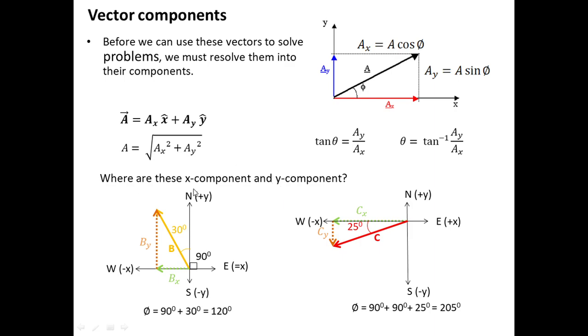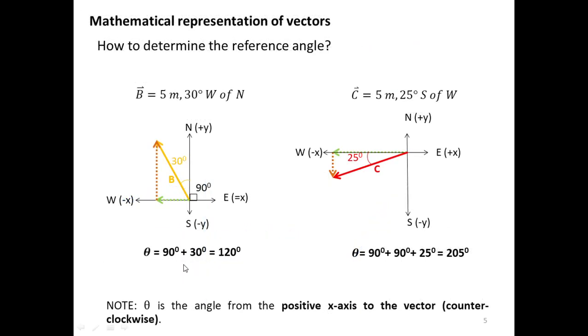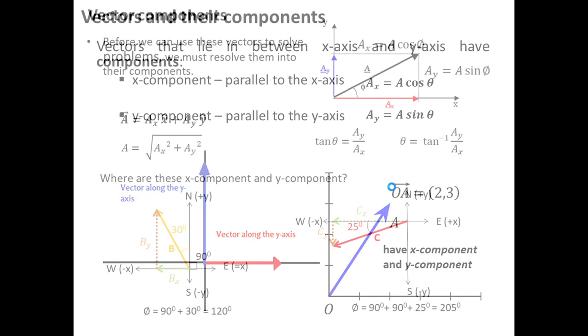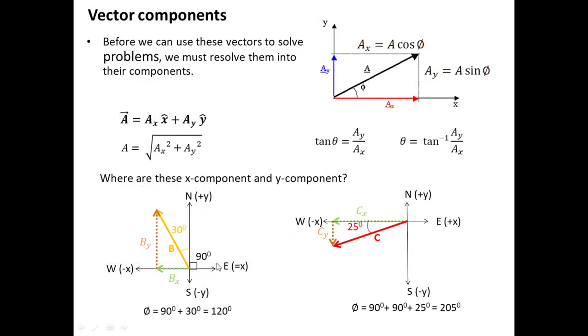So where are these x component and y component? In our previous example, remember in our previous slide, these examples here. So this is the vector. The x component here is this one. Again, x component is always parallel to the x axis. And the y component is this one, where the y component is always parallel to the y axis.